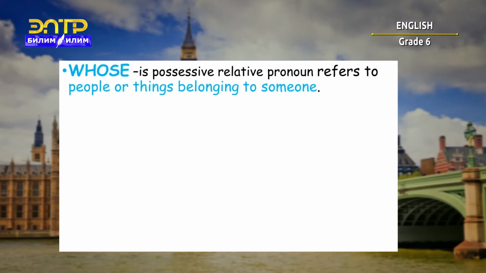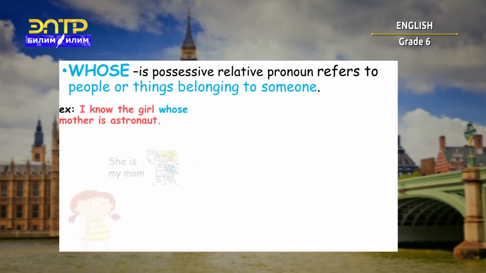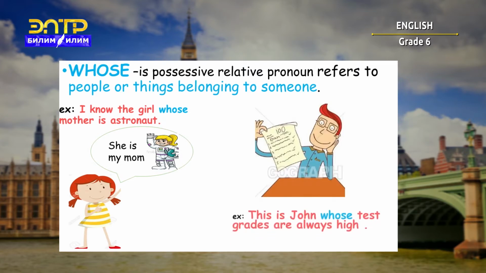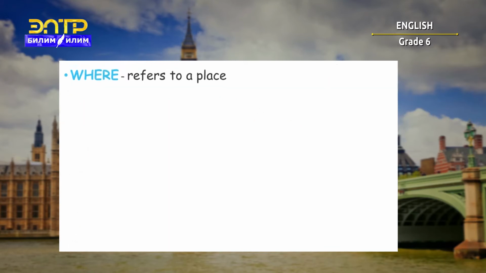Whose is a possessive relative pronoun, and refers to people or things belonging to someone. For example, I know the girl whose mother is an astronaut. This is John, whose test grades are always high.